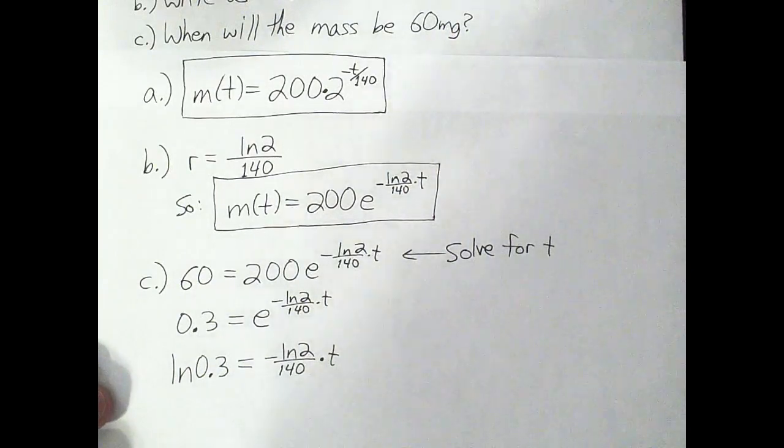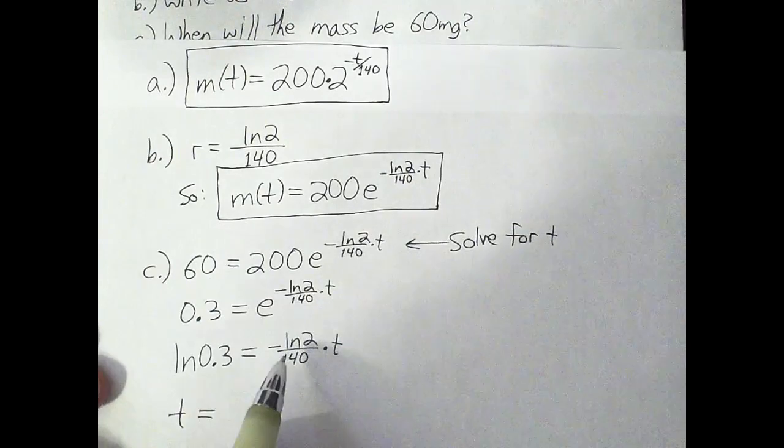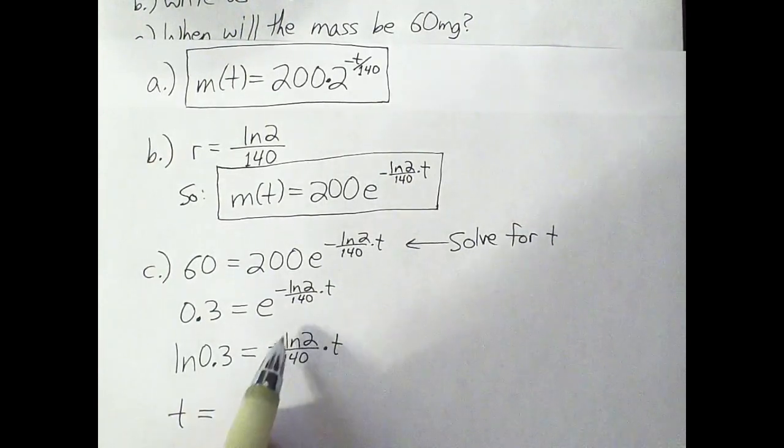Remember what we're trying to do. We're trying to solve for t. We're basically one step away. T equals. What do we need to do to this to get t by itself? We've got this messy looking thing here. Do we want to divide both sides by this fraction?